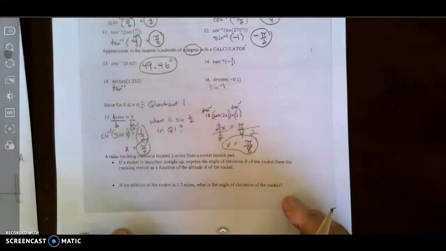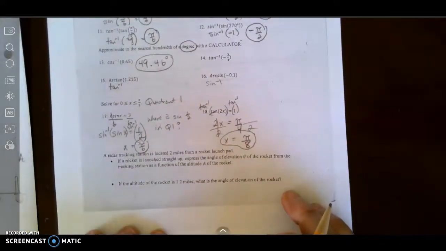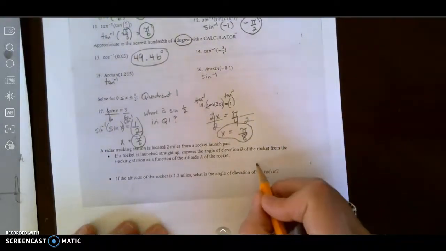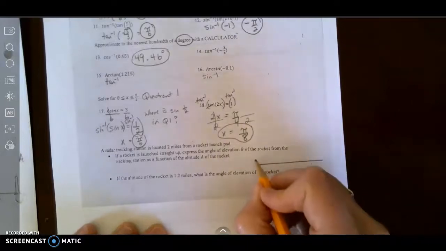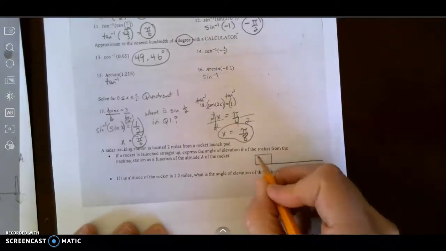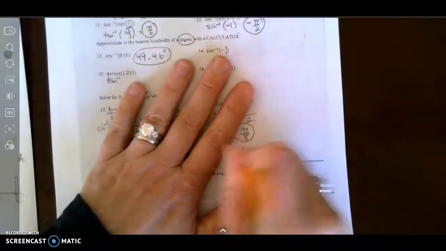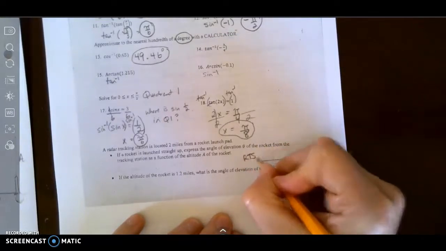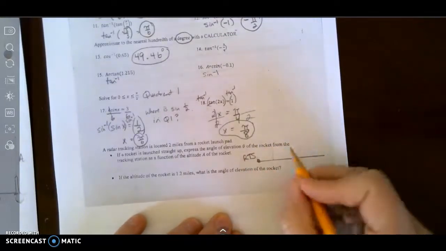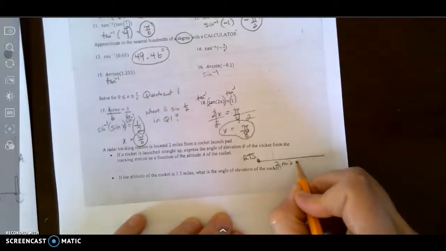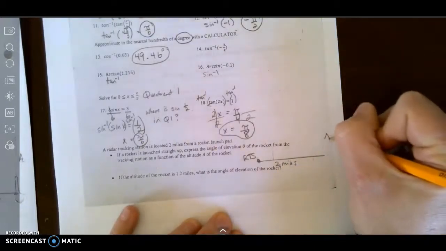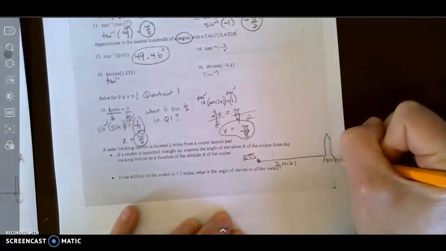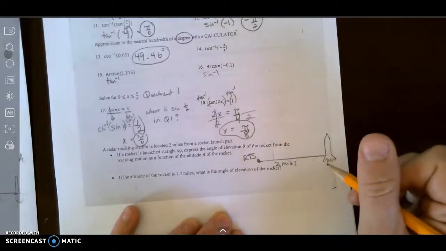Go to our next question. A radar tracking station is located 2 miles from a rocket launch pad. So let's see. Here is the radar. I'll just call this right here. The radar tracking station is located here. Then I have 2 miles down the road, I have a rocket launch pad. Okay, that's 2 miles.